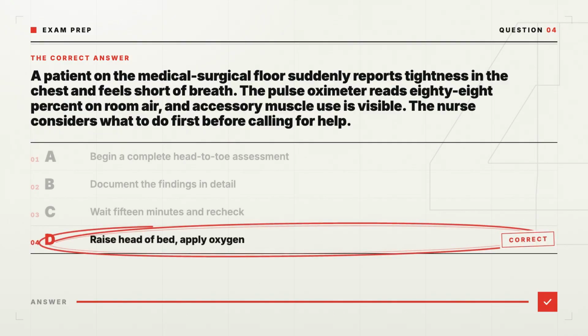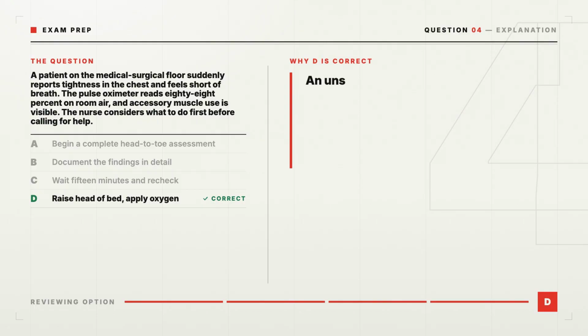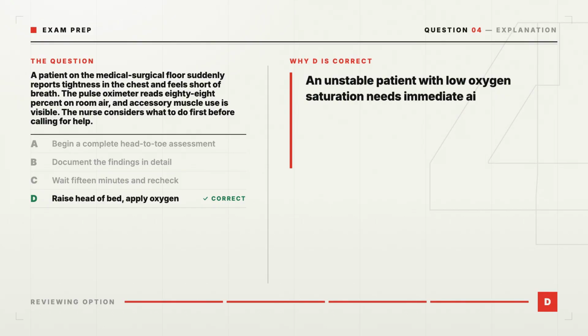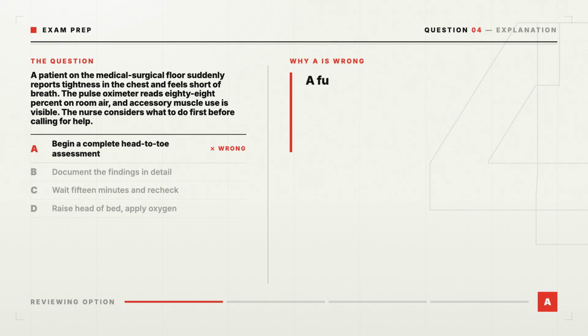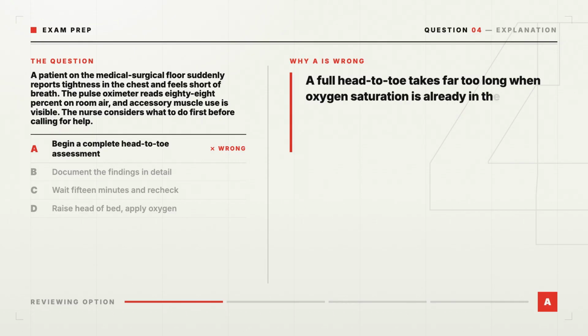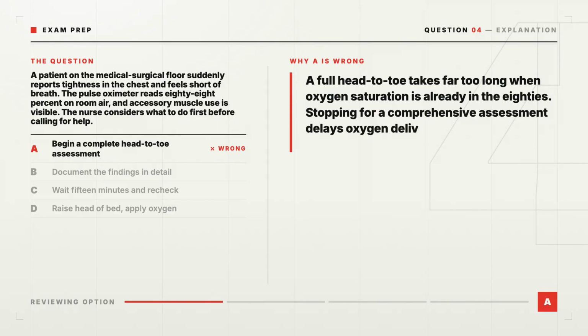The correct answer is D. Raise head of bed, apply oxygen. D is correct because an unstable patient with low oxygen saturation needs immediate airway and breathing support. Raising the head of bed and applying oxygen treats hypoxia while focused assessment continues, addressing the most pressing physiologic threat. A is wrong because a full head to toe takes far too long when oxygen saturation is already in the 80s. Stopping for a comprehensive assessment delays oxygen delivery and worsens tissue hypoxia in critical organs.